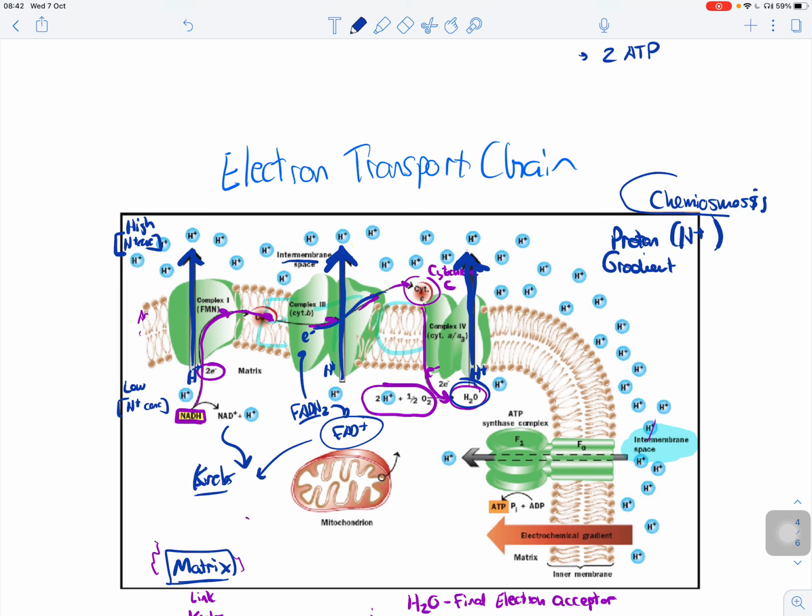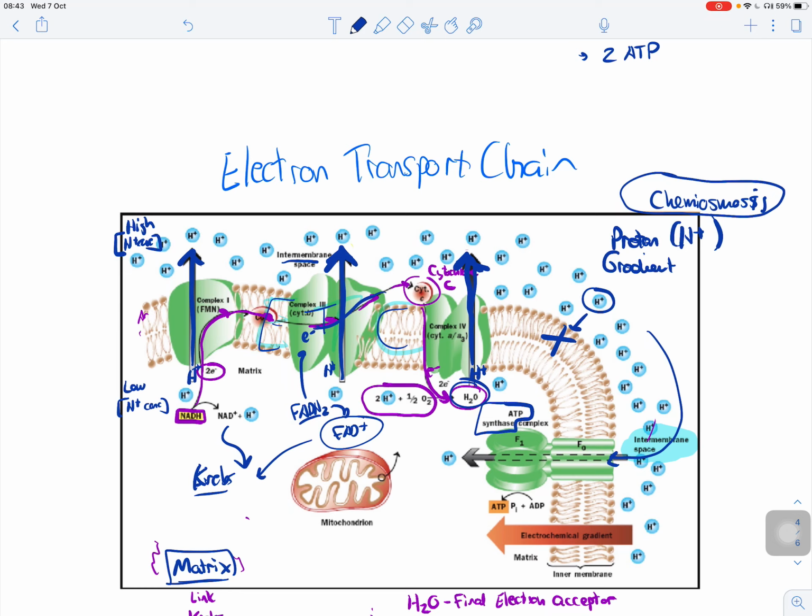Okay, this is where chemiosmosis comes in. Remember, osmosis was a movement of water through a semi-permeable membrane. Chemiosmosis is a movement of chemicals through a semi-permeable membrane. In this case, hydrogen, right? They can't go through any of the electron transport chains here because they only go one way. The only way it can go through is through this molecule called ATP synthase. Okay? So that's why it's chemiosmosis. The semi-permeable membrane only lets those hydrogen ions through.